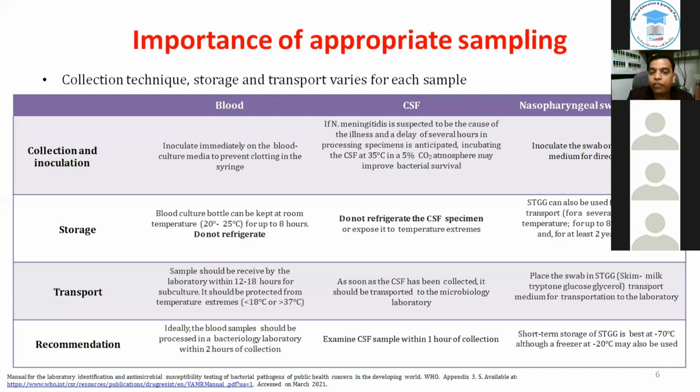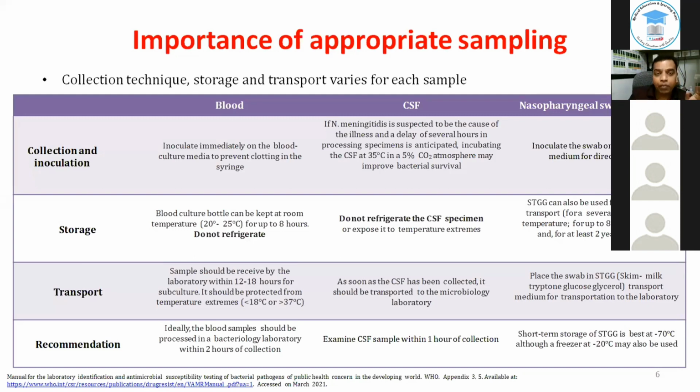The anaerobic bottle will pack 4 to 6 hours earlier than the aerobic bottle, and also the sensitivity of yielding a true bacterial pathogen is more when we collect a paired bottle. So that was the importance of paired blood culture bottles.